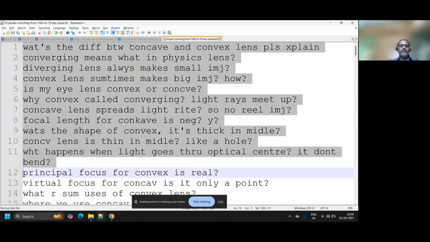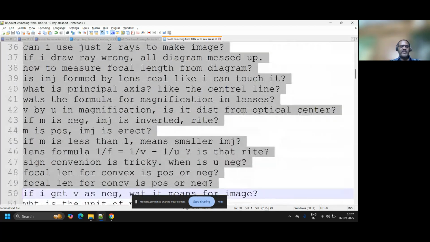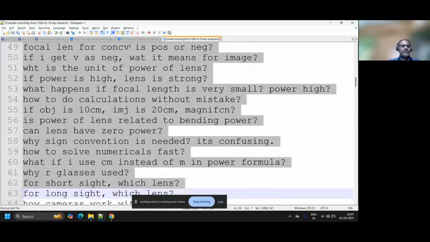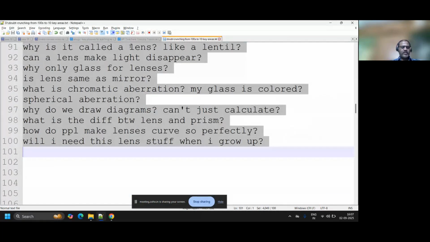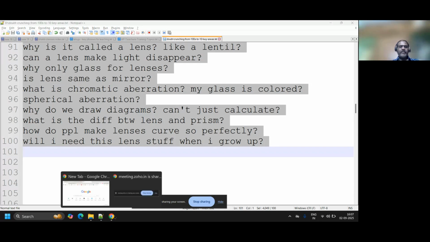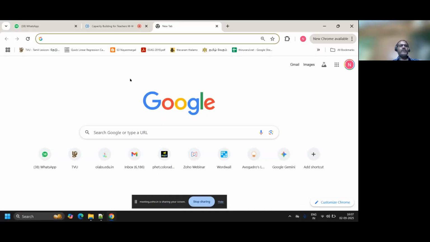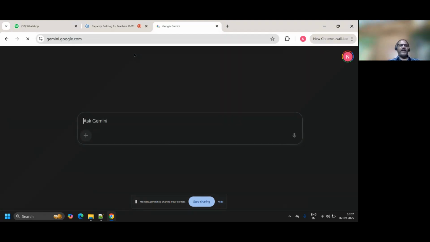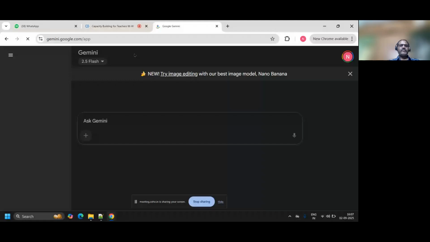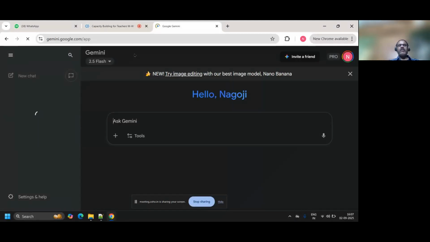How do we ensure that this is correct? These are all converging to a set of doubts. There are 100 such doubts. I'm just copying this. Now I'm coming back to the browser. I am opening my AI engine. This is the AI engine. This is called doubt crunching.